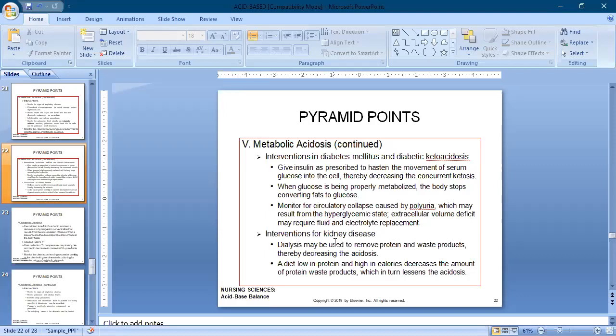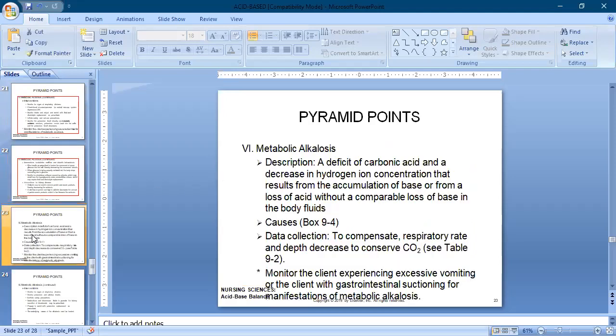Intervention for the kidney problem, if it is caused by the kidney: dialysis may be used to remove protein and waste products, right? A diet low in protein and high in calories decreases the amount of protein waste products. So every line is important from these pages. When you go through, I make some boxes. They can help you figure out what is needed for the board exam, and at the same time, I am telling you again, this is needed, this is not needed.